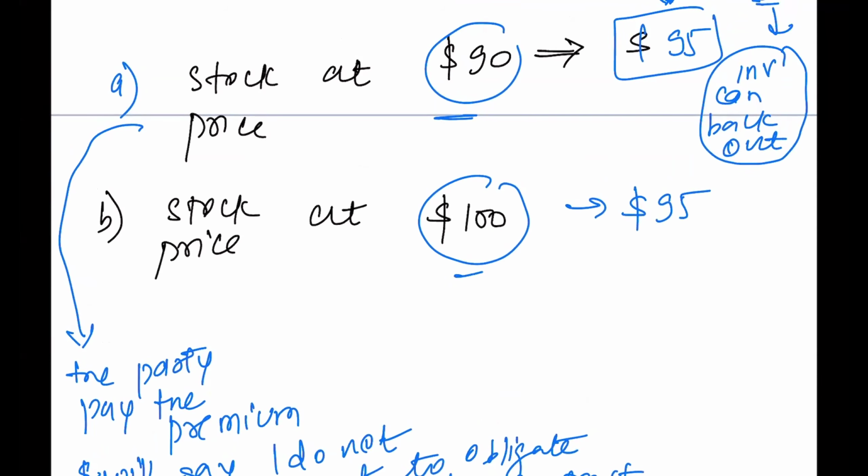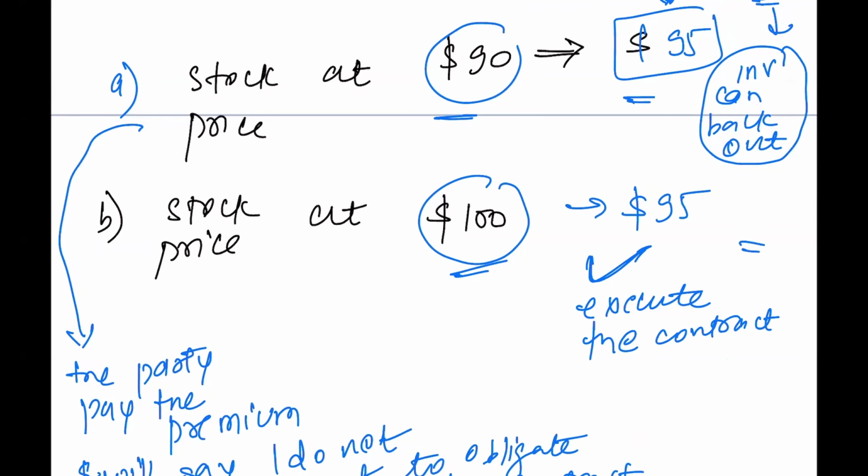Let's say the stock of Apple is listed at $100 in the marketplace, and you are getting the same thing at 95. Of course you will execute the contract. It's a win-win deal, a win for you. You will execute the contract in this case. So in one case the buyer has backed out, and in the other the buyer has executed the contract.